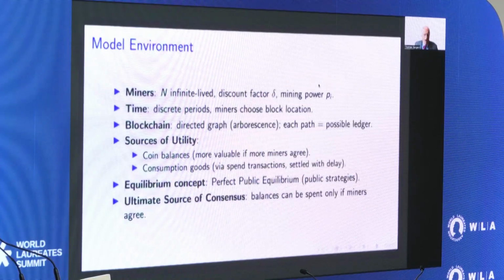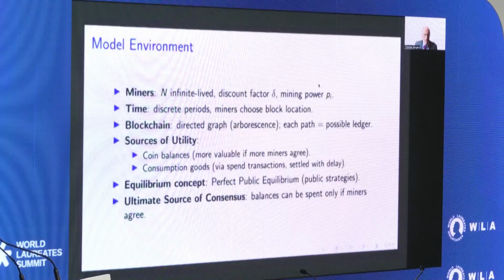Mathematically, this is what a blockchain is. There are miners, and the mathematical theory behind Bitcoin is that there's n of them, a large number but finite. They're infinitely lived. They have a discount factor delta. They have a mining power pi. We'll come back to what that is. Time's discrete, 0, 1, 2, 3 forever. And miners choose the block location. Blockchains are directed graphs.